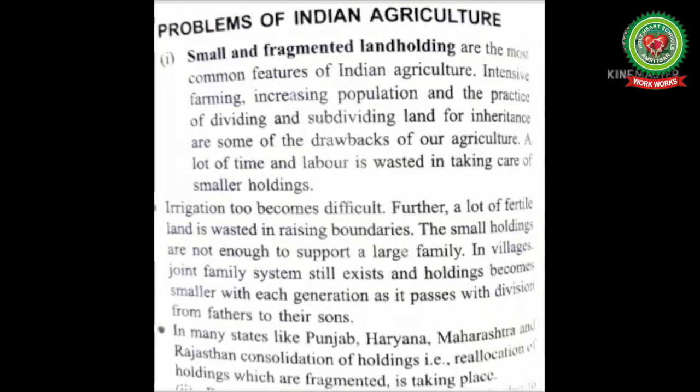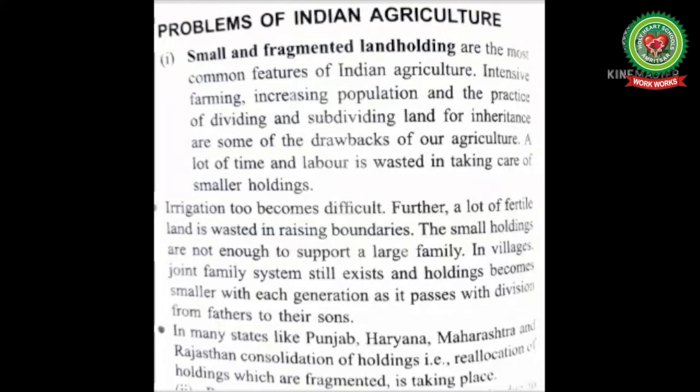are the most common features of Indian agriculture. Intensive farming, increasing population, and the practice of dividing and subdividing land for inheritance are some of the drawbacks of our agriculture. A lot of time and labor is wasted in taking care of smaller holdings. Irrigation too becomes difficult. Further, a lot of fertile land is wasted in raising boundaries. The small holdings are not enough to support a large family.